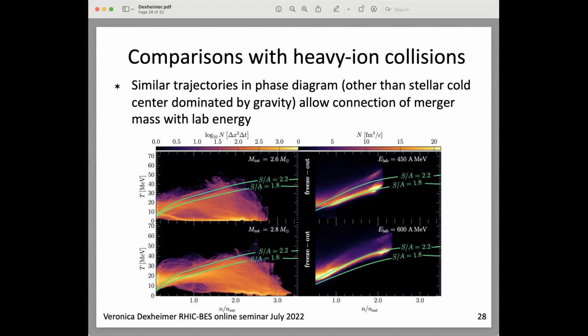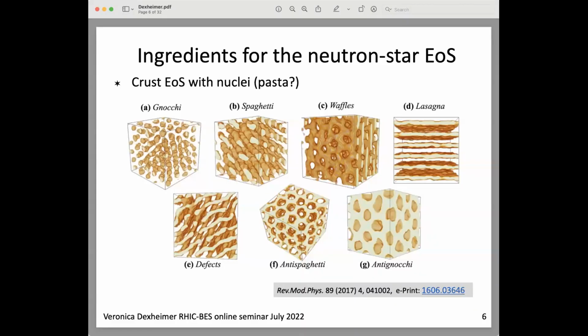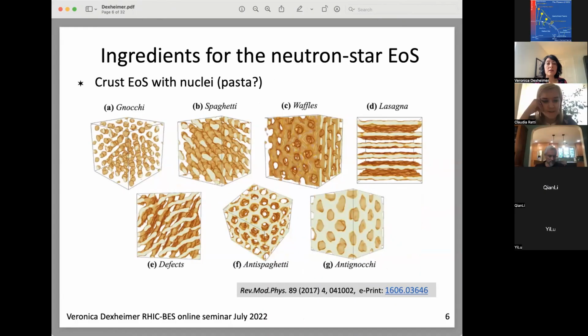Okay, I don't see any raised hands anymore. If anybody has a question, please raise your hands. I had a couple of questions as well. So at the beginning, when you showed all of these phases for the nuclear crust, I was just wondering, how do they come about? What are the conditions for each one of them?